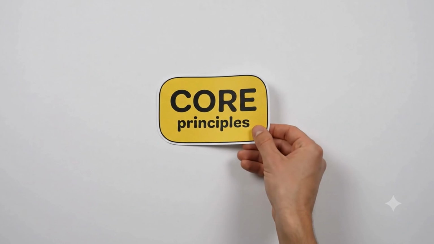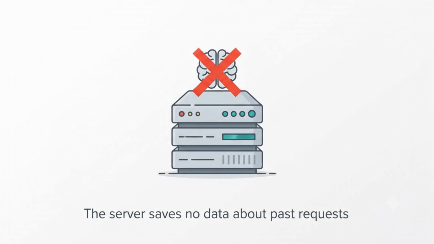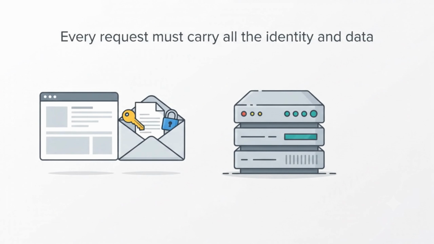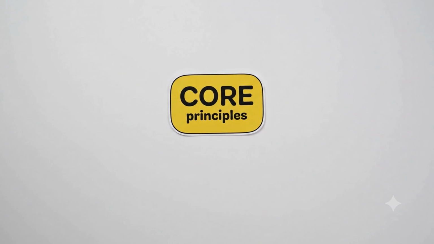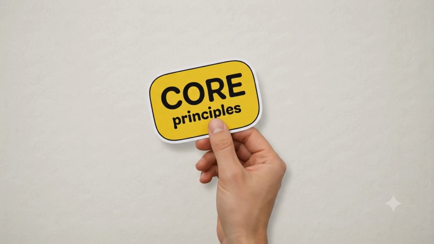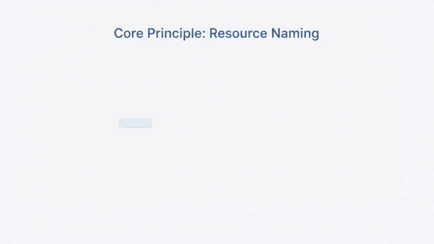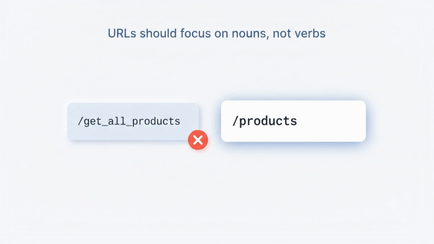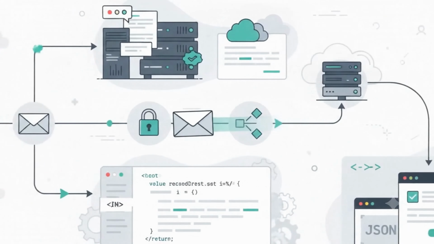Now, the core principles. Principle number 1 is stateless. The server saves no client data. Every single request must carry all the identity and data credentials needed to process it. The second is client-server separation. The third is cacheability. The fourth is uniform interface. URLs should focus on nouns, not verbs. So it should be /products, not something like /getAllProducts. This keeps navigation consistent and predictable across the entire system.